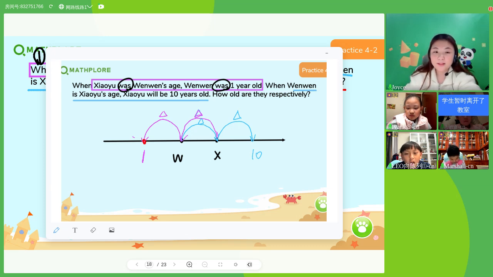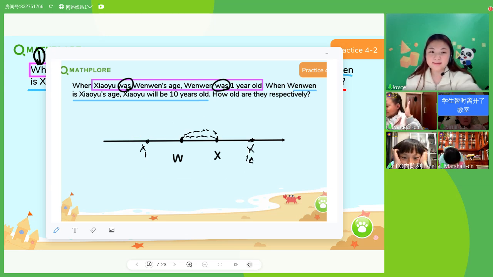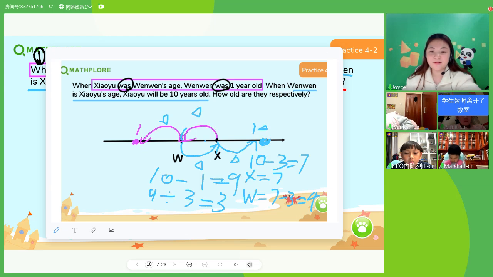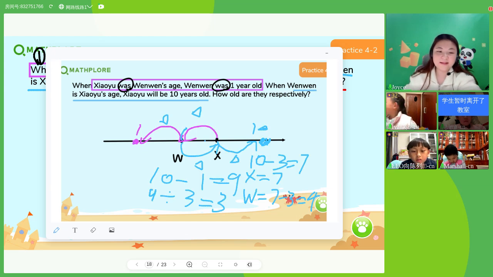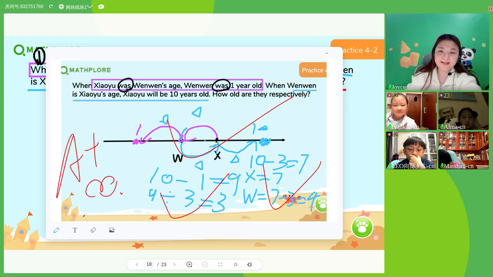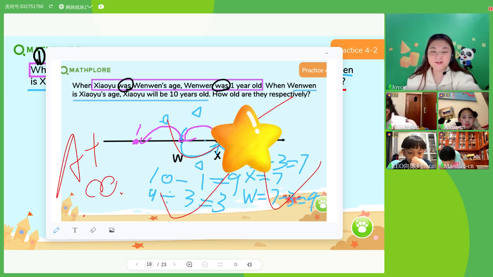You can see we only can see two numbers on the line, right? From age 1 to age 10, what's the total difference? 9. Good job. And can you see how many equal parts we have here? 3. Good job. You know how to figure out every part, right? Thank you, Ivanka. Let me check through here. Yes, very beautiful model. And then, bingo. You're right. Very good job, Ivanka.